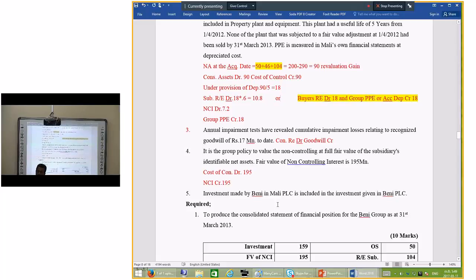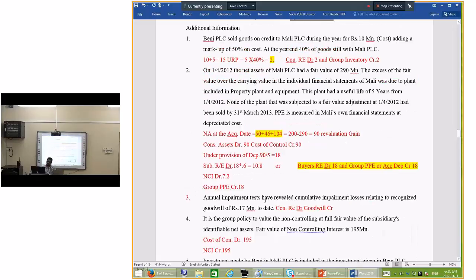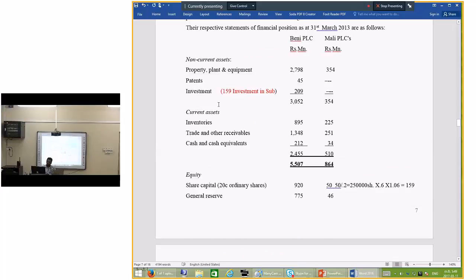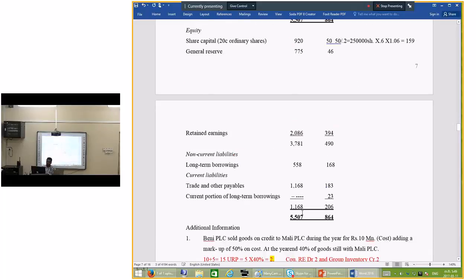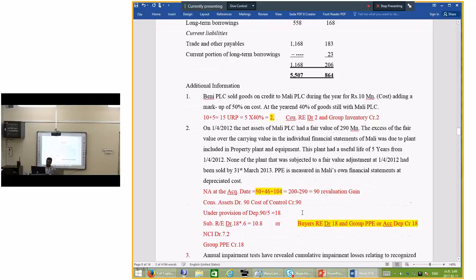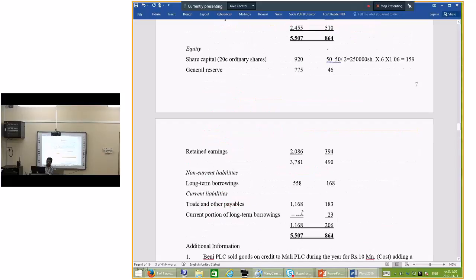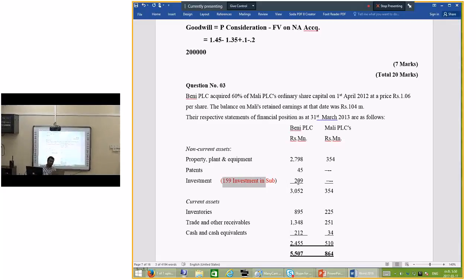Last one, investment made. This is the most difficult adjustment for students. They didn't understand this properly. The investment made by Penny in Mary included the investment given in Penny's books. Look, what is the investment made? 159 in the subsidiary. What is the balance investment? You have to take 209 minus 159, which is the other investment, into the consolidated statement of financial position.